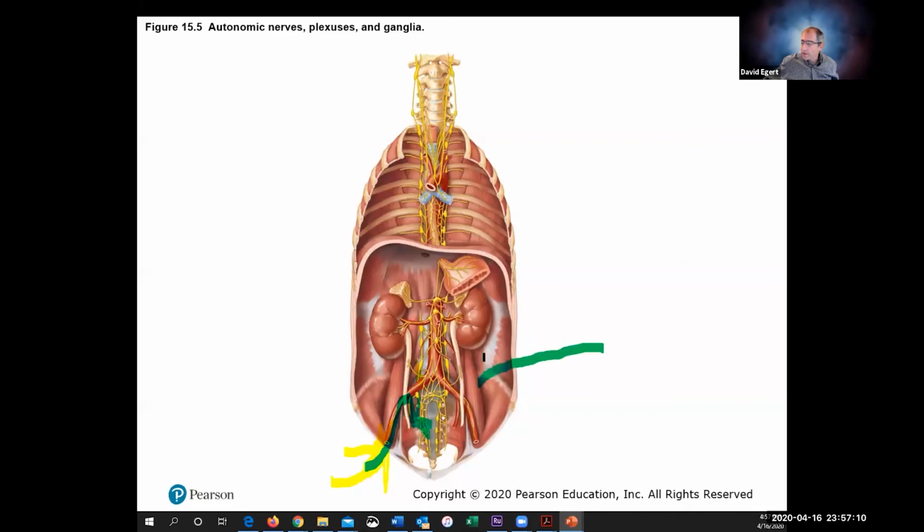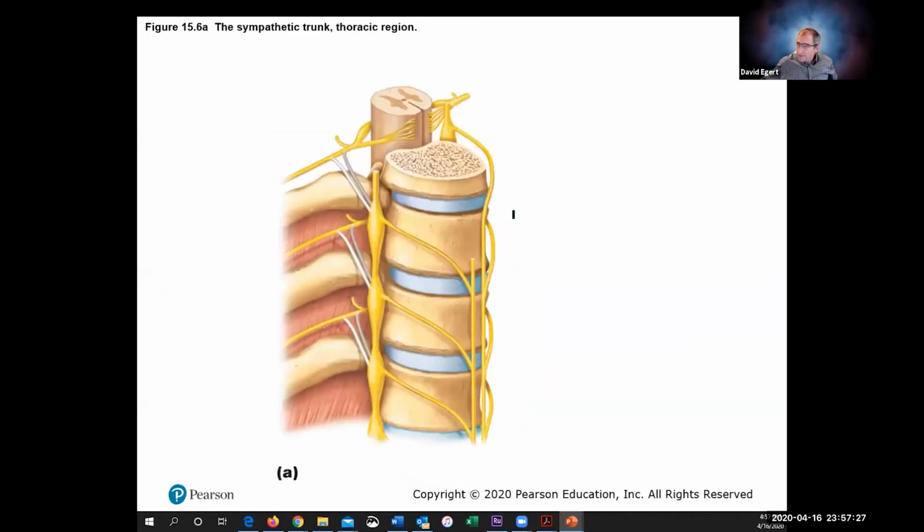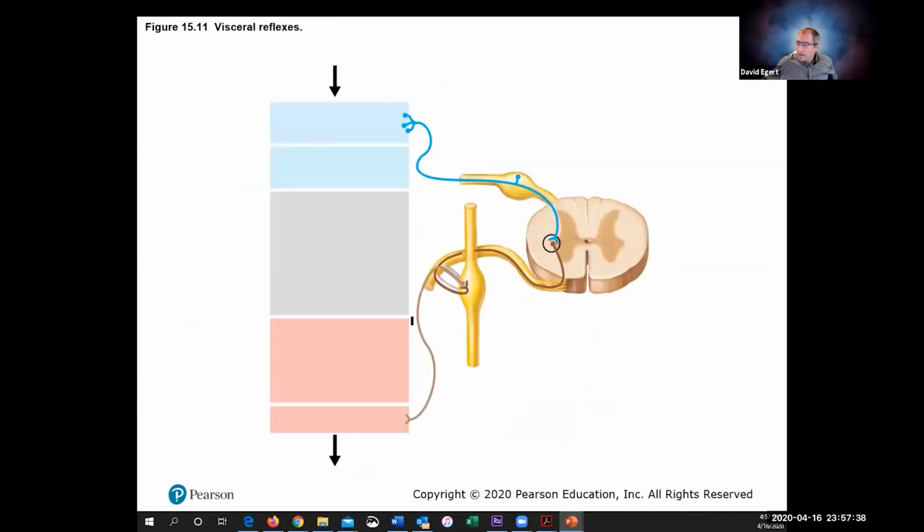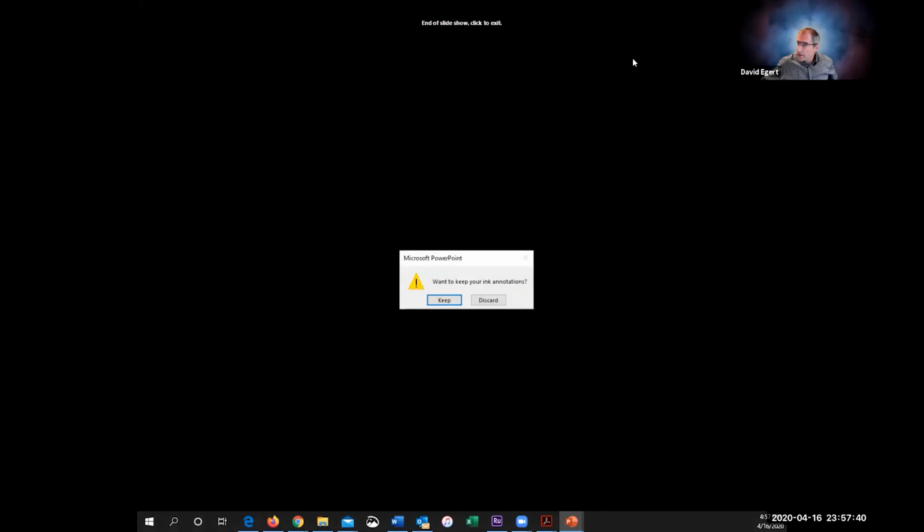What muscle is this? Psoas. Yeah, this is psoas major and this is iliacus. So iliopsoas is the whole thing. So this is kind of showing that whole white ramus and gray ramus, and yeah, let's move on.